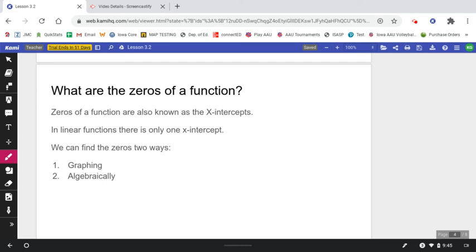We can find the zeros two ways. First, we're going to do it graphically, and then we're going to do it algebraically. When we do it graphically, we're going to graph and look for the intercept. And when we do it algebraically, we're going to do it by solving for x.